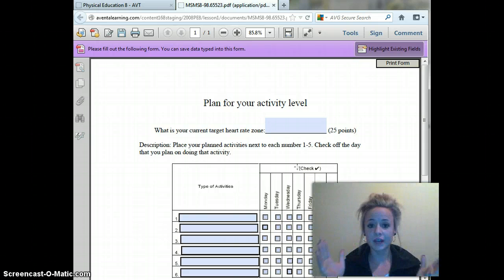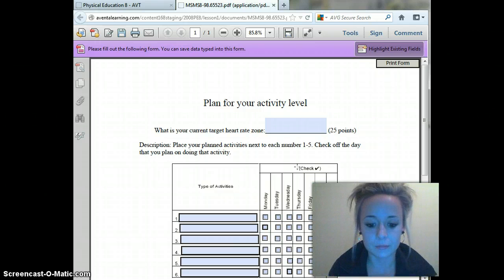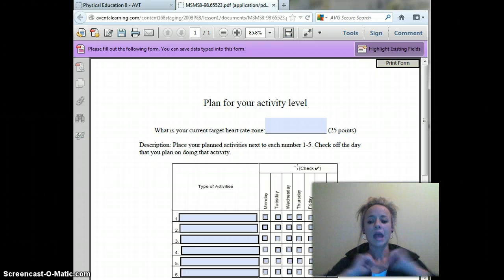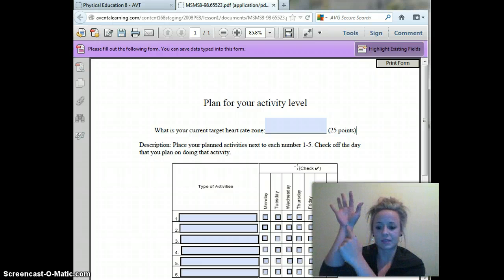So to find our resting heart rate or our pulse, we're going to use one of two spots. You can take your pulse in several areas, but today we're just going to talk about your carotid arteries, located right here, and your radial arteries, which are located right here, thumb side.